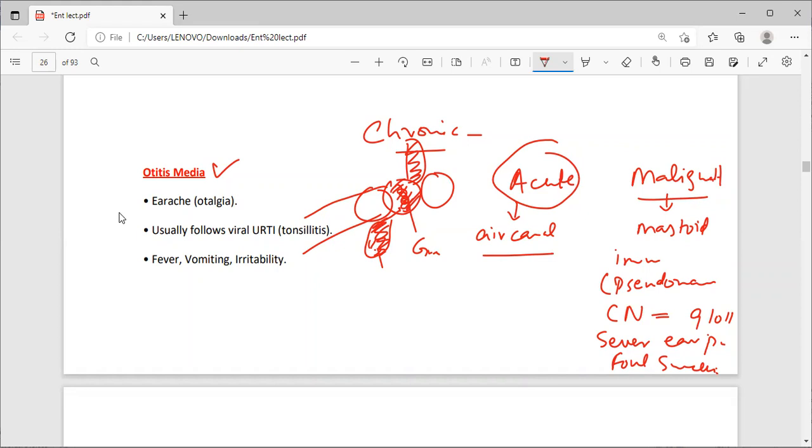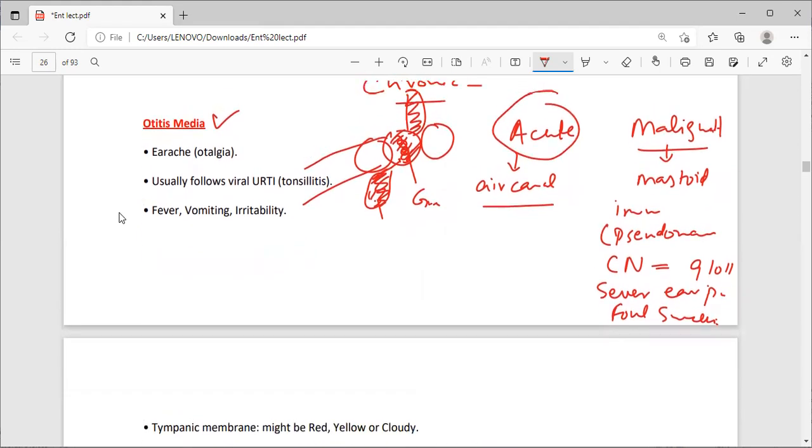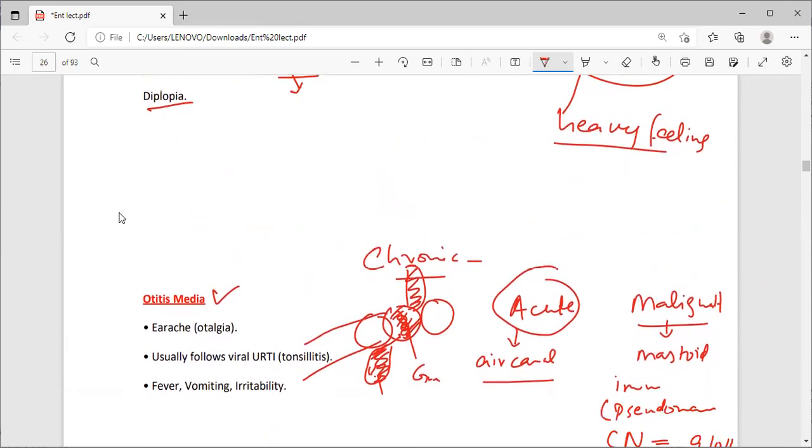So how will the patient present to you? The patient will present with hearing loss. One more thing, there could also be some balance problem. It mostly presents with acute otitis media, mostly at 2 years of age, in young children, because the eustachian tube is much more horizontal in babies.